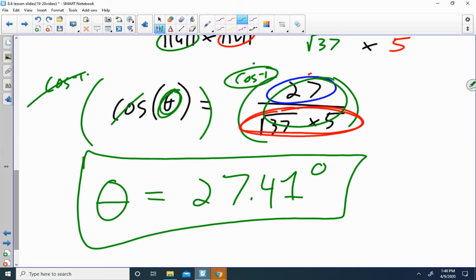So there you go. Now you see how the dot product serves a stronger purpose in finding any angle you want between two rays or two vectors. And it makes your life much easier. Much easier. And with that, that covers everything for 8.6.